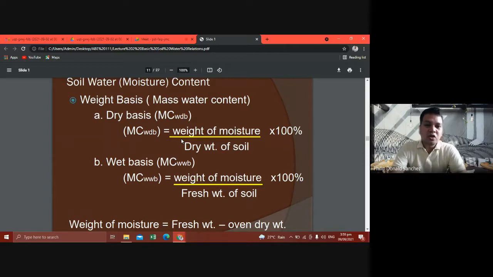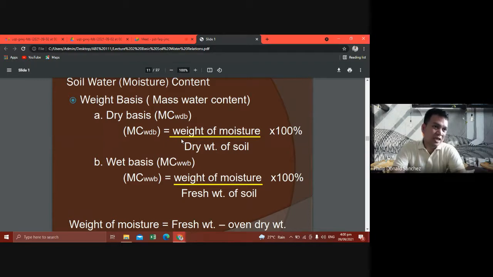So the weight of moisture, it's the weight of moisture, not the moisture content. Moisture content is different from weight of moisture. Weight of moisture is the weight value of the moisture in your material. So 0.8, which is 1 minus 0.2, is your weight of moisture. It's not yet moisture content, because moisture content is the relationship on either the dry weight basis or the wet basis.